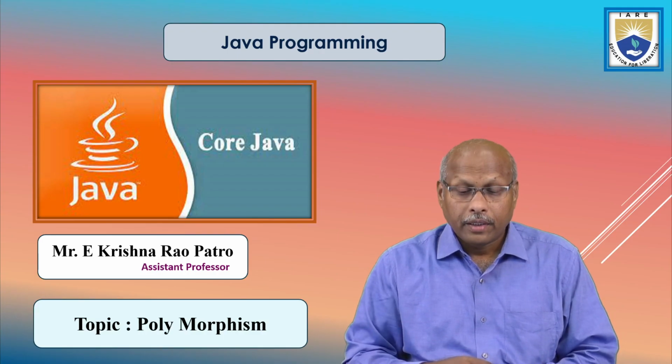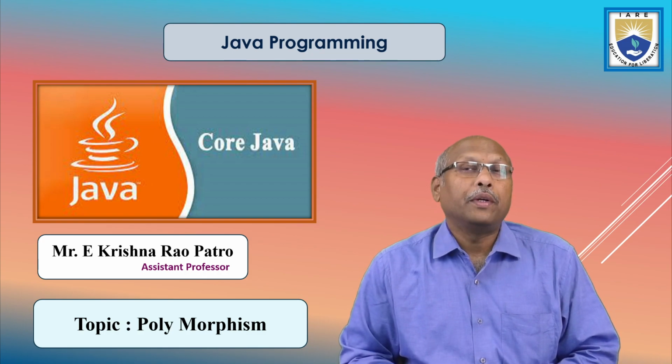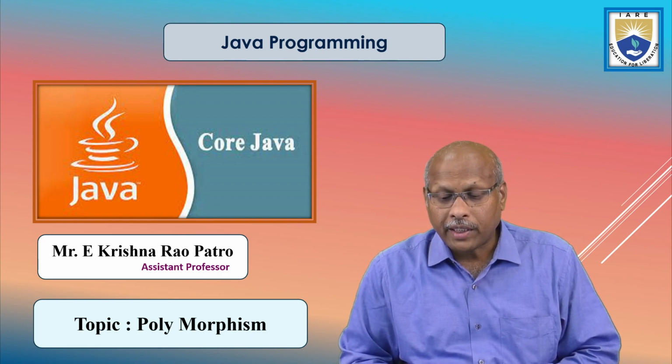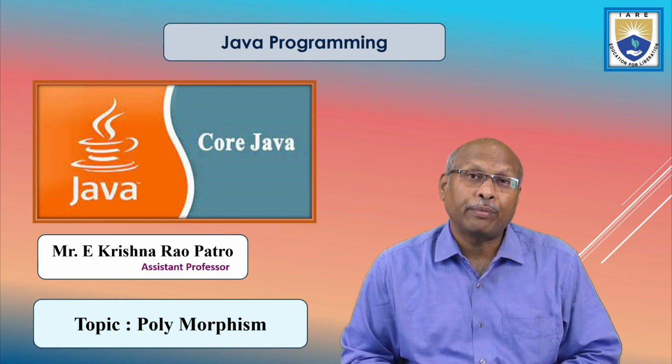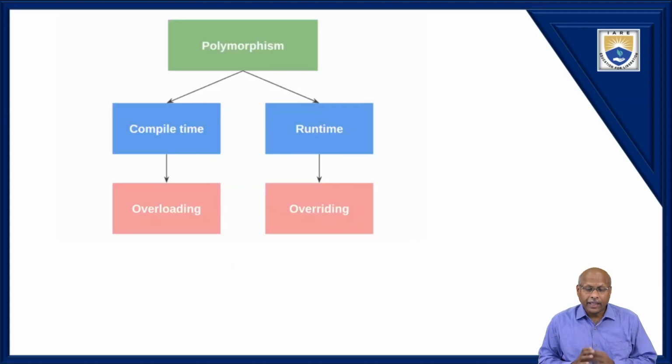Hello everybody. Now I will be talking about one more important concept, that is the polymorphism concept. This is also one of the important concepts of OOPs. The name polymorphism indicates what? Poly means many, morphism means form: one name with many forms. This concept gives the programmer the wonderful opportunity to write the same name for different purposes with different parameters.